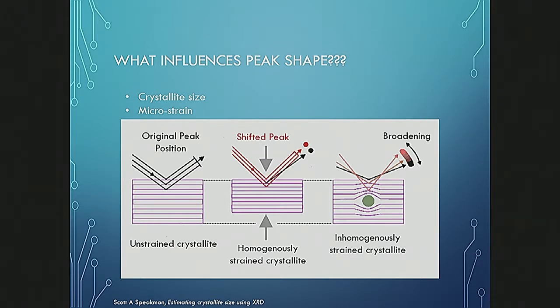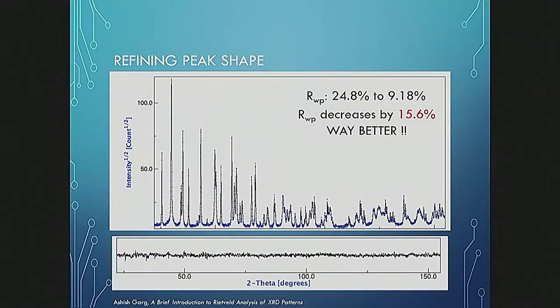If you have a homogeneously strained crystallite, you can see that the d-spacing basically either reduces or increases, and this just shifts the peak a little bit. But if there is an inhomogeneously strained crystallite, then it leads to a smearing out of the Bragg peak, which you can see as a broadening in the peak. So in order to fit this peak shape, what we use is the combination of a Gaussian and a Lorentzian, which is the pseudo-Voigt function that Shen mentioned. This reduces the Rwp factor by a huge amount, to 15.6%. And you can see that the fit is much better than what we had before.